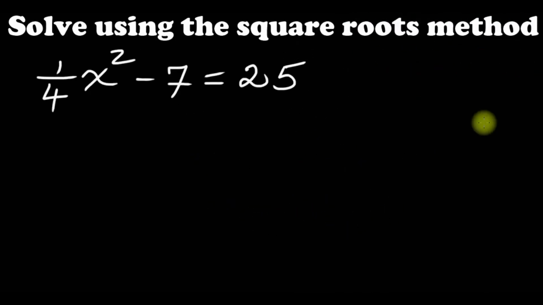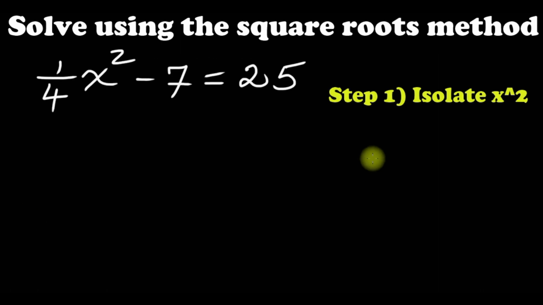Okay, so let's take a look at another one here. We're going to solve this by taking the square root just like we did with the last one, and we're going to go through it step by step. We have a procedure of how to do that. So let's take a look at step 1. Step 1 is to isolate x squared. So we're going to get x squared all by itself.